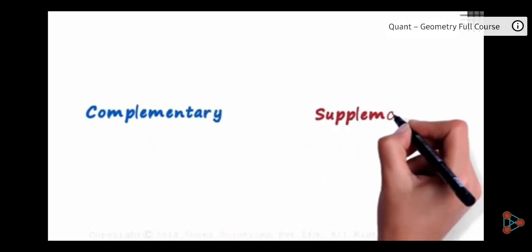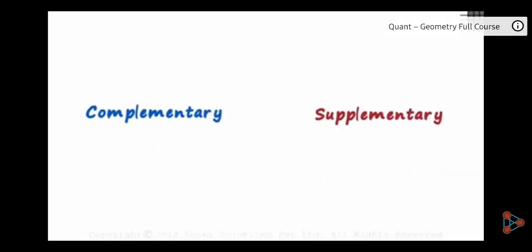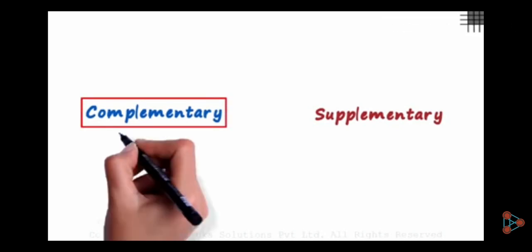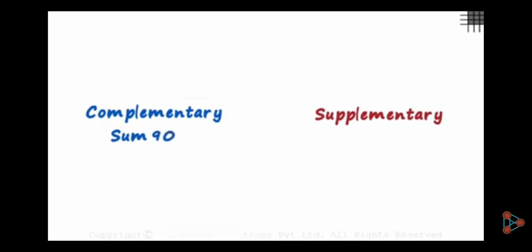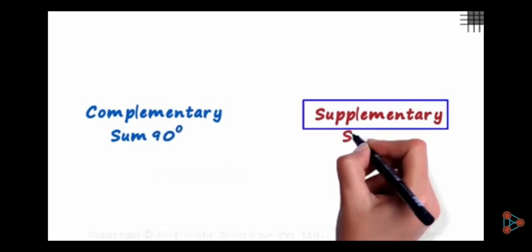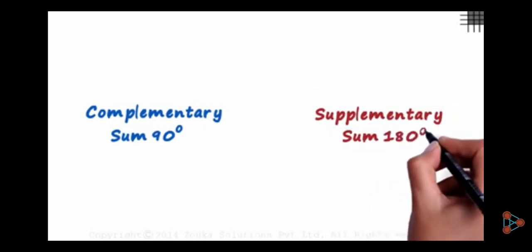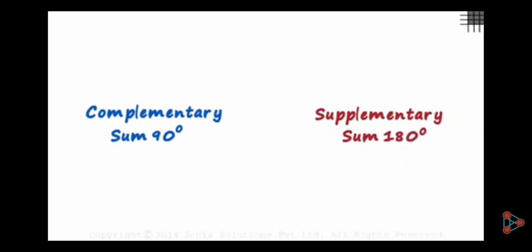There are a few types of pairs of angles that the competitive exams test you with. Two of them are complementary and supplementary. The names sound fancy, but the concept is simple. Two angles are complementary if the sum of their measures is 90 degrees, and two angles will be supplementary if the sum of their measures equal 180 degrees. Yes, that's how simple it is.